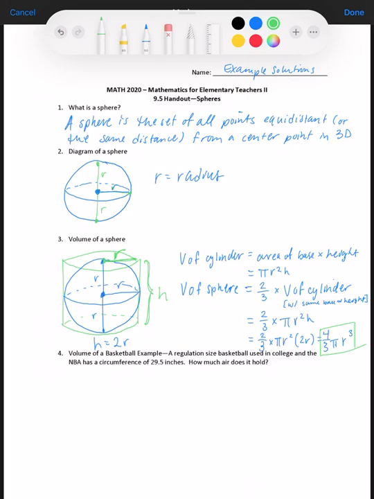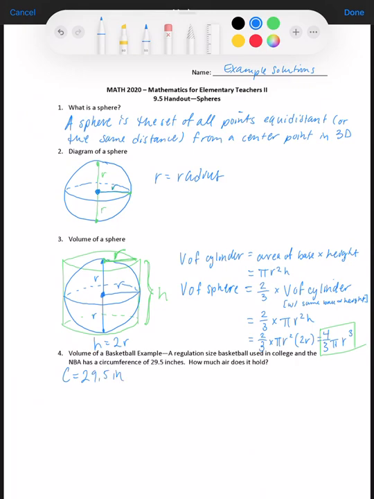And so once we derive the volume of the sphere formula, we can go ahead and use it in an example. The volume of a basketball. A regulation-sized basketball used in college and NBA by the men has a circumference of 29.5 inches. College women and WNBA use a basketball that's 28.5 inches in circumference. So the circumference is 29.5 inches. How much air does it hold? Or, in other words, we're going to find the volume. So let's start out with the circumference equal to 29.5 inches.